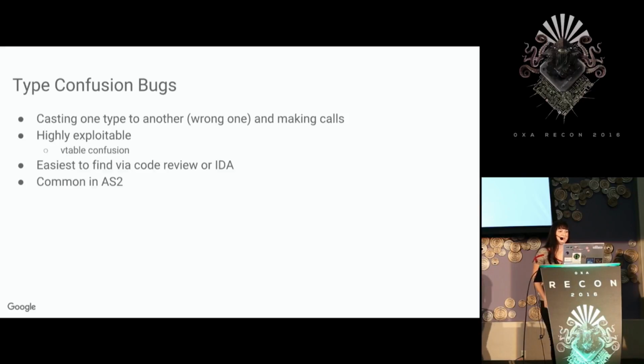One of the types of bugs that's really easy to find through code review is type confusion bugs. Fundamentally, what these are is casting one type to another type that's incompatible. One of the best types of type confusion bugs is when you can cast an integer to a pointer or a pointer to an integer, because then you can start messing with memory you're not supposed to modify. These tend to be highly exploitable, though there are a few that aren't so good and don't have as much potential. They're the easiest to find through code review or reverse engineering. And they're very common in ActionScript 2, because as I said, it doesn't have the automatic type checking features that ActionScript 3 has.